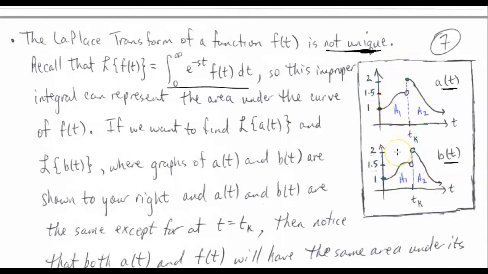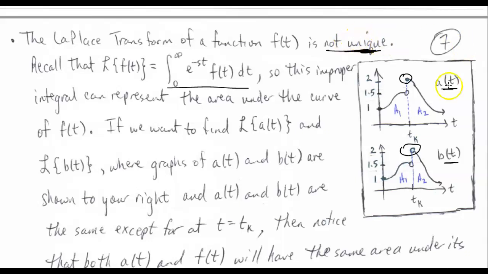I tried to draw them to make sure that they were equal. Just assume that this one and this one look the same. The only thing that's different here is that my a of t function is defined at t sub k, whereas my b of t function is not. But we know that our jump discontinuities do not contribute to area under the curve of this function, so therefore they're not going to contribute to what the Laplace transform of a of t or b of t would be in this case, okay?